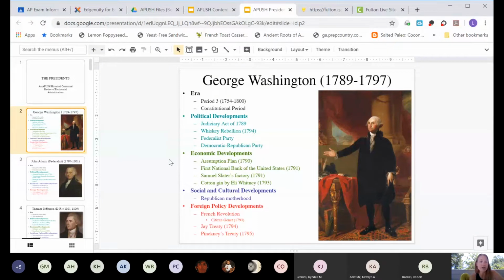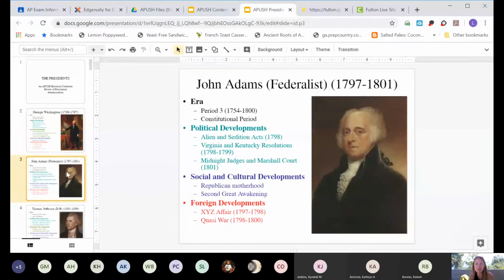he has this identity crisis where he has to try to figure out who he's going to be as president, and it's not exactly the person that he wanted to be. And so Washington serves his 2 terms, and then his vice president becomes president.